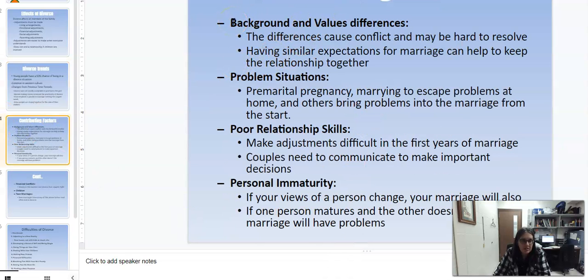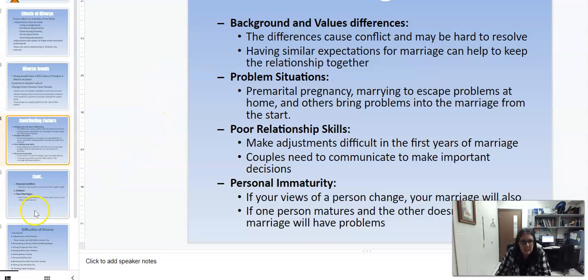Contributing factors to a divorce are background and value differences. So they're realizing, oh, we aren't as alike and our values are different. Maybe they just weren't a good match to begin with, they just didn't know it. Problem situations: premarital pregnancies, using marriage to escape problems, bringing problems into the marriage from the start. Poor relationship skills is really common. They can't communicate. They find it difficult to get used to marriage and the compromise and all that entails. And personal maturity can go in with that as well.